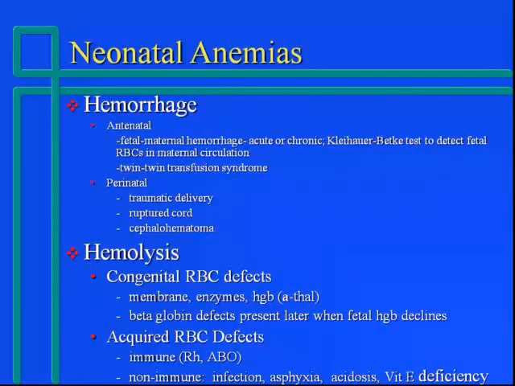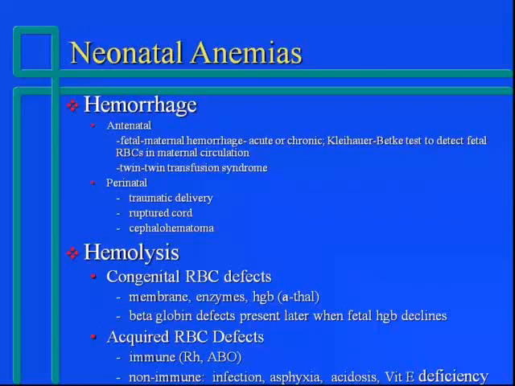And just one slide about neonatal anemias. Neonates can have anemia from lots of different etiologies. Hemorrhage, so babies who are anemic at birth, this indicates hemorrhage in utero. And this can be in the form of fetal maternal hemorrhage, which can either be acute or chronic, and the diagnosis can be made by performing the Kleihauer-Betke test, which detects fetal red blood cells in the maternal circulation.